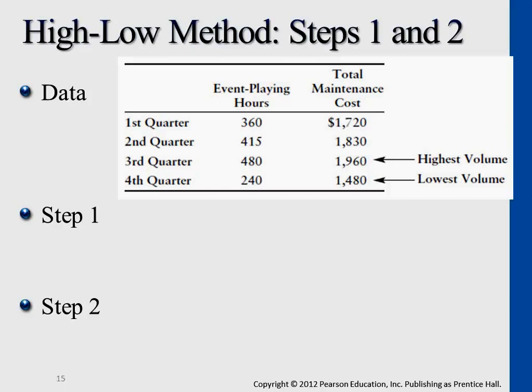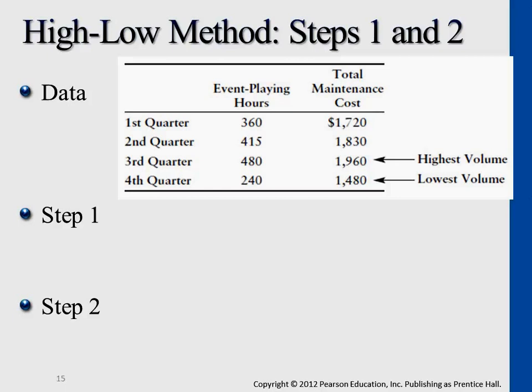We use the slope to multiply the number of hours being used, 240 multiplied by 2, yes, $2 from any quarter. We get the fixed cost by using the total cost minus the variable cost. So the total cost for the fourth quarter is 1,480 minus 480 variable cost. You can get a fixed cost of $1,000 for the fourth quarter.